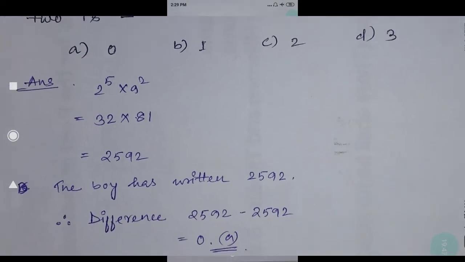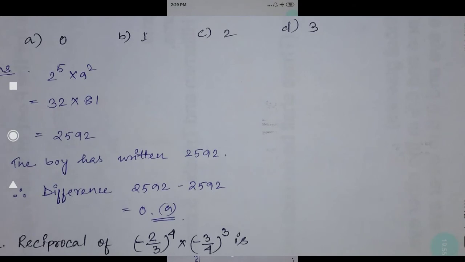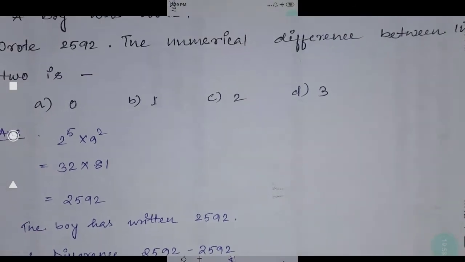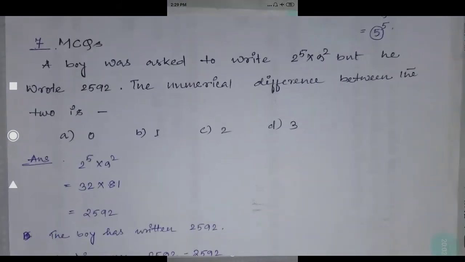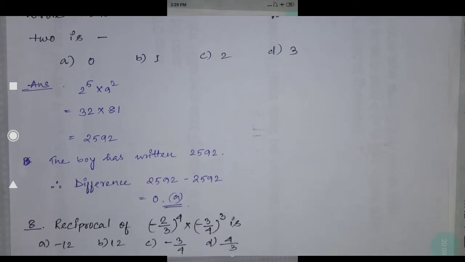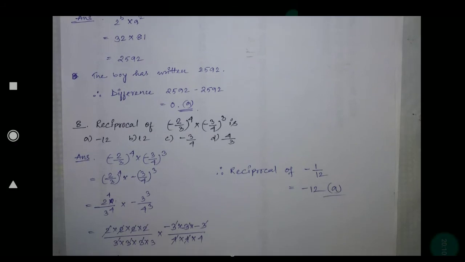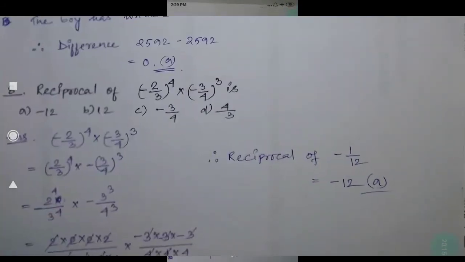And what has the boy written? The boy has written 2592 only. That means what is the difference between these two numbers? 0. That means the difference is equal to 2592 minus 2592, that means 0. The question asks: the numerical difference between the two numbers is, A option is 0, B option is 1, C option is 2, D option is 3. How much are you getting the difference? 0. So your option is A. See how easy it is. Now see question number 8. It is given reciprocal of.